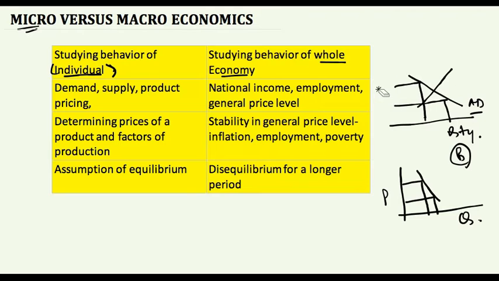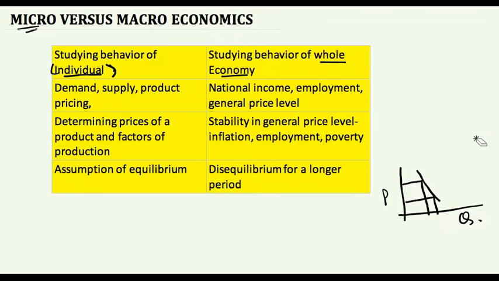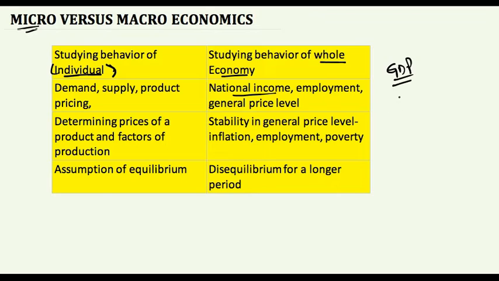On the other hand, when you come to macroeconomics, you study elements like national income, employment, general price level. National income is nothing but GDP of an economy. The employment levels, the general price level, which also shows the level of inflation in an economy, are studied under macroeconomics.